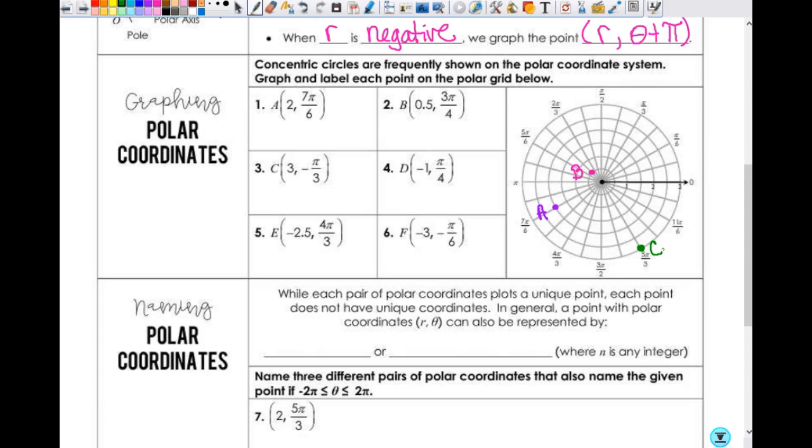So let's talk about D and how we want to look at this. First thing I'm going to do is go to pi fourths. So pi fourths is right here, right? I don't want my radius to be 1. I want it to be a negative 1. Well, this says that if r is negative, I'm really graphing a radius of 1, a positive 1, and theta plus pi. Well, what is pi fourths plus pi? Five pi fourths, right? Okay, so 5 pi fourths is right here, and here's my radius of 1. So I did it by the rule, but we're going to look at a different way to do that in just a second. So that's D.